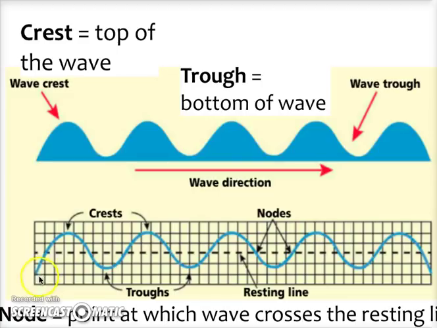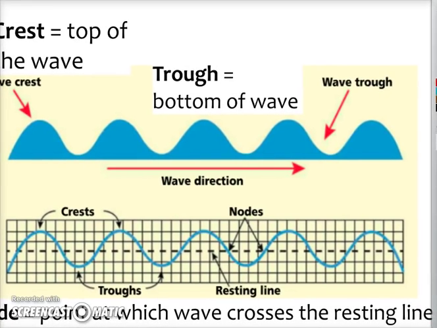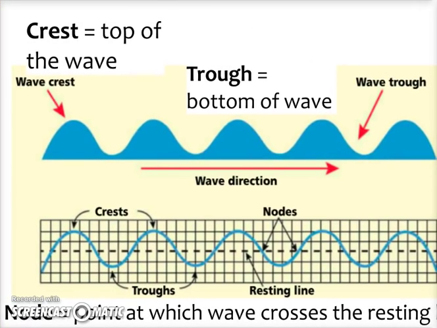Now, as a wave moves up and down from its original place, we call that original place the resting line. The point right here and here and here and here, where the wave crosses the resting line, is called a node. A node is the point at which a wave crosses the resting line.